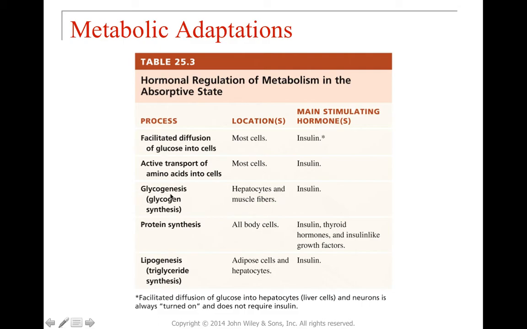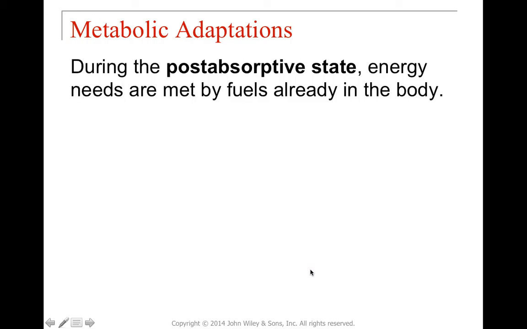It's also responsible for the creation of glycogen, so glycogenesis, and that happens in the liver and the muscle. Protein synthesis is going to occur in all body cells as well. Again, it's stimulated by insulin, thyroid hormones, and insulin-like growth factors. So you guys starting to see a pattern here? All of these are regulated. A lot of these are regulated by insulin. Lipogenesis, which is, again, the creation of lipids or triglycerides, is going to happen in adipose cells generally and also in hepatocytes, so it can happen in the liver as well. And it's also regulated by insulin.